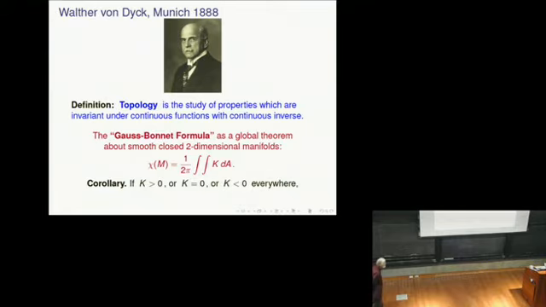And there's an immediate corollary. Suppose that K has constant sign. If it's either always positive, always negative, or always zero, then we find that the Euler characteristic necessarily has the same sign.